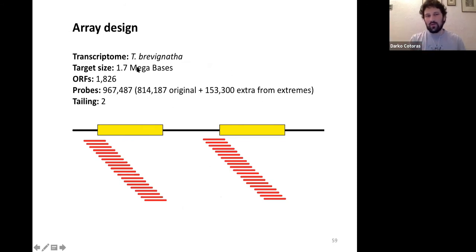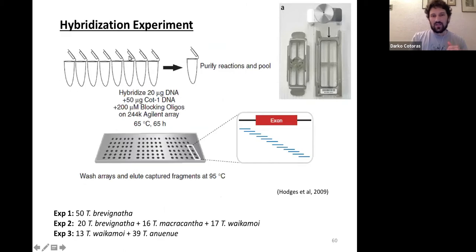So our probe or array design had 1.7 megabases, equivalent to 1.8 ORFs or open reading frames. Here, there's an illustration of our samples. We barcode them with pieces of adapter DNA that we can then demultiplex or separate bioinformatically. So we pool them all together, we run the experiment, and then after the sequencing, bioinformatically, so in the computer, we separate samples corresponding to each specimen.